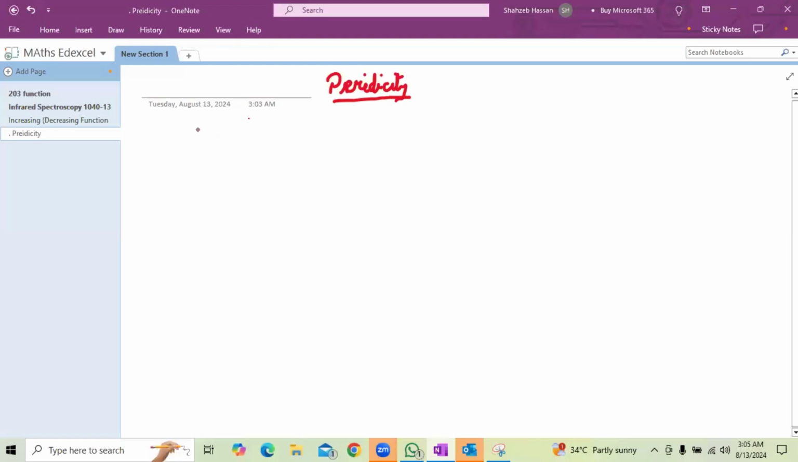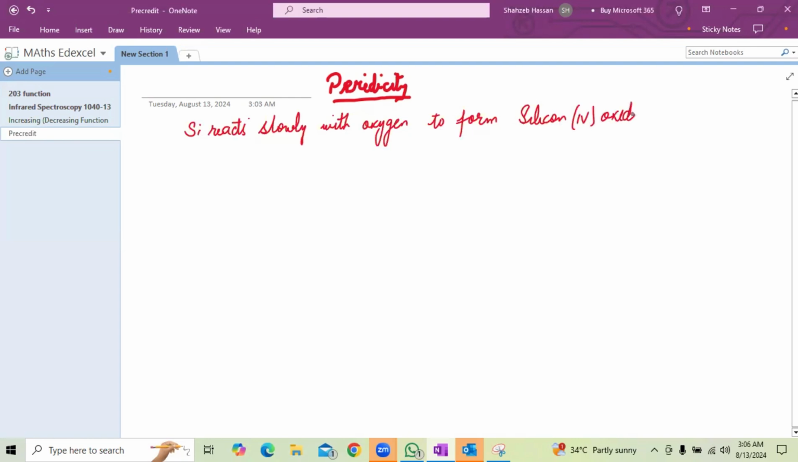What happens now if there's a reaction of silicon with oxygen? So silicon reacts slowly with oxygen, and they tend to form silicon(IV) oxide. And you have studied its formula in your GCSE, that is SiO2.